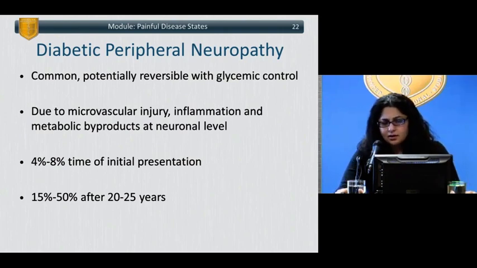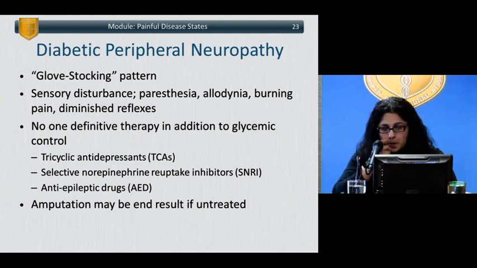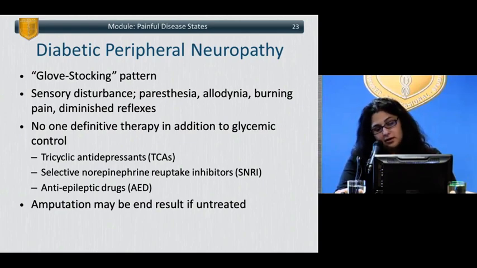By the time they are diabetic for 20 to 25 years, about 15 to 50% of them will have diabetic peripheral neuropathy. Well, what do the patients present with? They usually come in with a glove and stocking pattern distribution of pain. Oftentimes they can report certain sensory disturbances. They can report burning sensation in bilateral hands or feet. They can also report allodynia or different types of paresthesias that occur in the hands or feet.